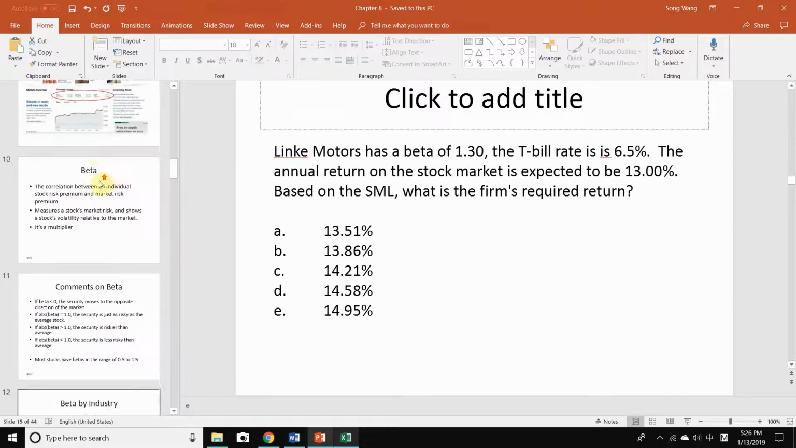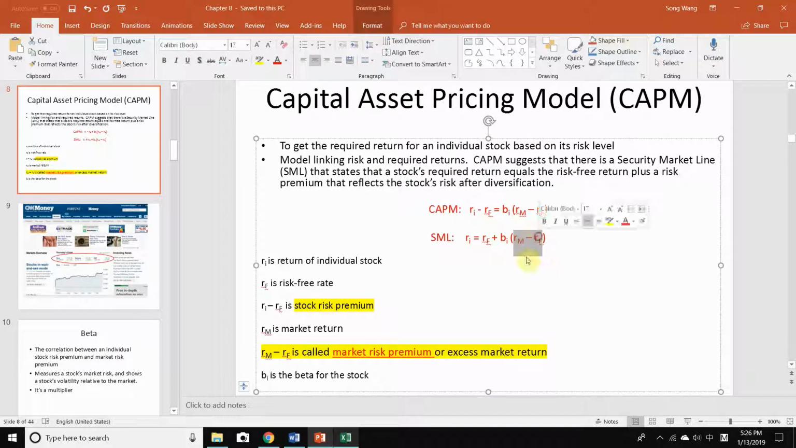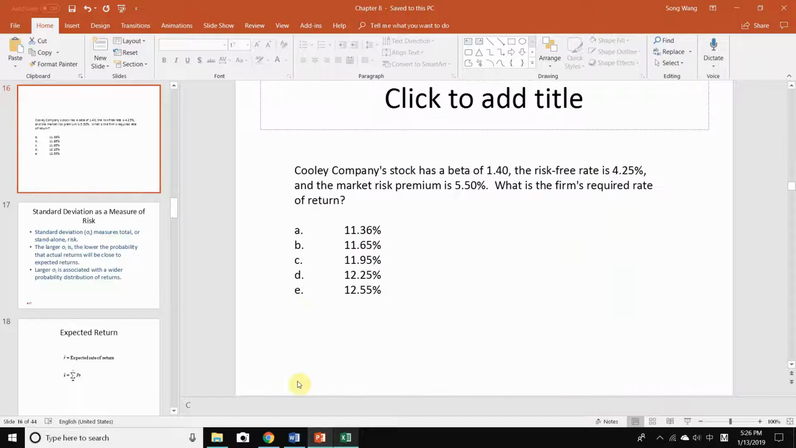In the formula, this part, Rm minus Rf, is the market risk premium. So you don't need a market return once you have the market risk premium already. You just use the market risk premium multiplied by the beta, then you add the risk-free rate to get the stock return. So the answer for this one should be C. Just make sure you verify that answer.